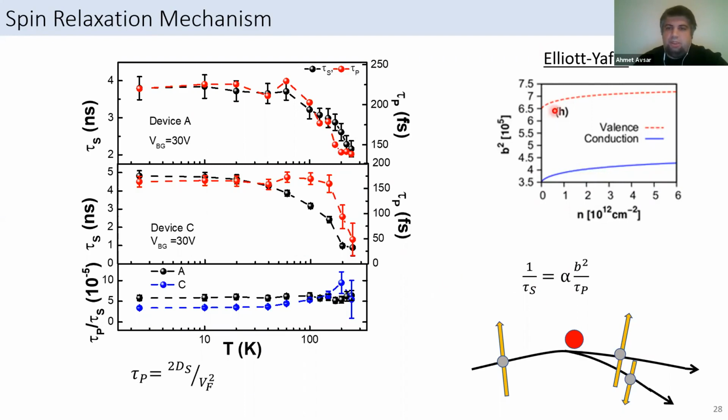And we collaborated with Jaroslav Fabian's group. They calculated the spin mixing probability considering the spin-orbit coupling of the host material, black phosphorus here. So this spin mixing probability they found is almost the same as what we see experimentally. So I think this is one of the nicest demonstrations of the Elliott-Yafet mechanism in a material system.